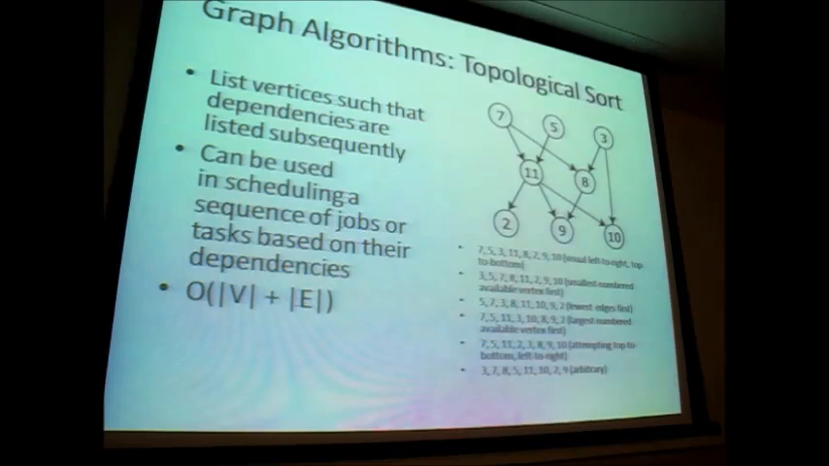So one fairly common and well-known algorithm is topological sort, and that's the idea where you're listing vertices such that you're listing subsequent dependencies. This can be used for job scheduling, or tasks based on their dependencies. And then I give you the complexity here. It's the O notation, so it's the size of the vertices plus the size of the edges. In this example, I give you all this, so we're not going to go through that. But if you want to come back and revisit this when I publish the slides, you can.